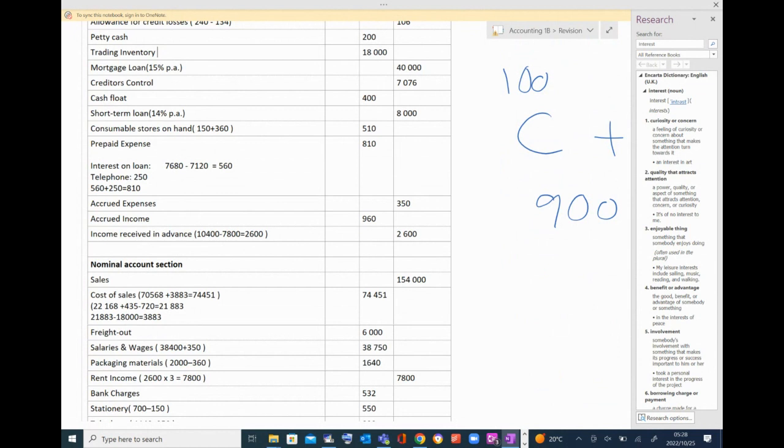So I had something against trading inventory. Let's see, trading inventory, how much? It's 22,168. Okay, but physical stock take says we have 18,000. So we then now need to reduce that by whatever the difference is. Does that make sense? In bracket.